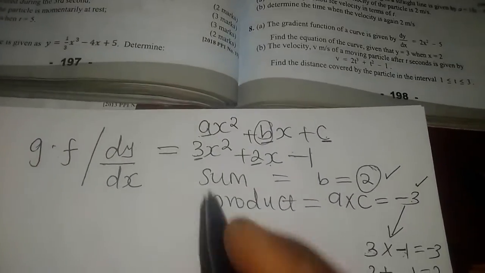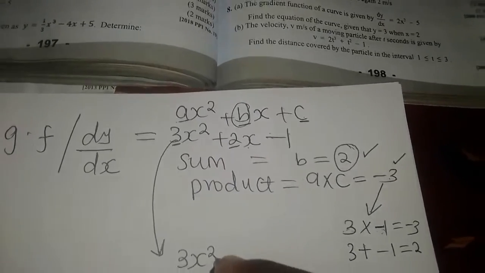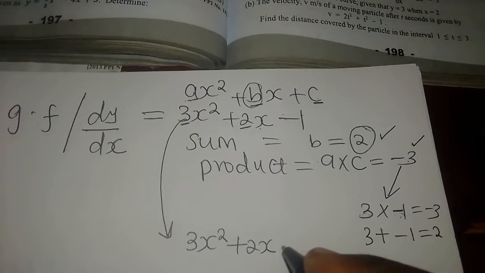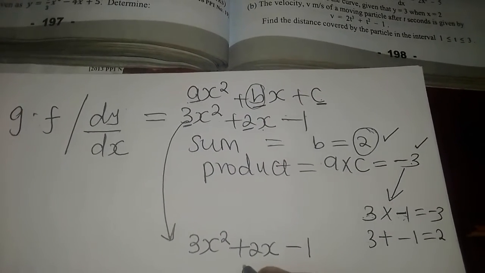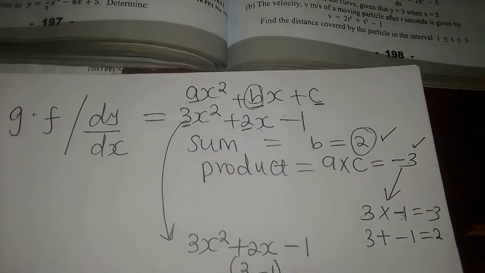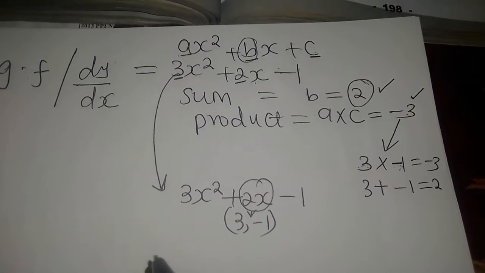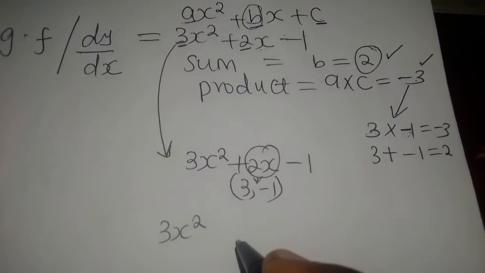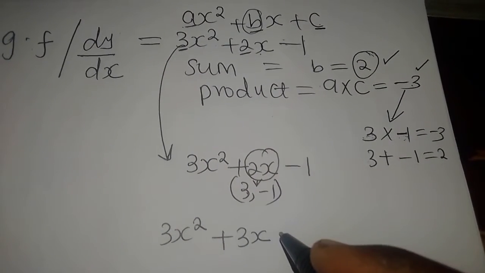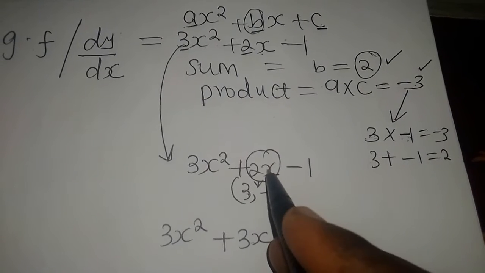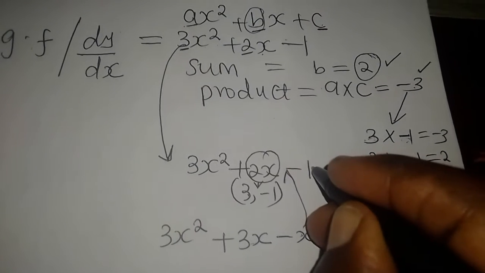Good. So I'll bring down this equation and solve it quadratically. 3x squared plus 2x minus 1. Which numbers do I replace the middle term with? 3 and negative 1. So this one gets replaced by these two. I'm going to say 3x squared, then plus 3x, then minus x. So 3x minus x gives you 2x. Then minus 1, the constant.